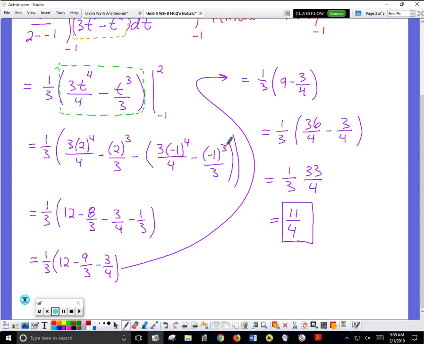Please, Ashley. Wait, how did you get from where the arrow points from 12 minus 9 thirds minus 3/4 to the other one? From here to here. Yeah. So what's 9 divided by 3? Good. So you've got 12 plus negative 3. You good? Good question.